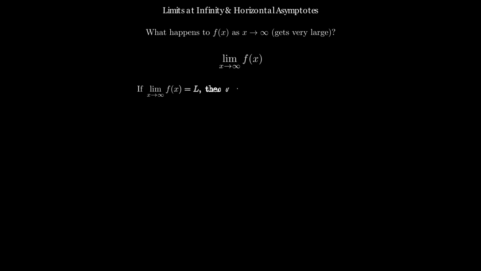In calculus, we often want to know what happens to a function as its input x gets extremely large or extremely small. This is called finding the limit at infinity. We use this notation, the limit of f of x as x approaches infinity. The answer to this question, if it's a finite number L, tells us about the function's long-term behavior. It defines a horizontal asymptote, which is a horizontal line, y equals L, that the function's graph gets closer and closer to.